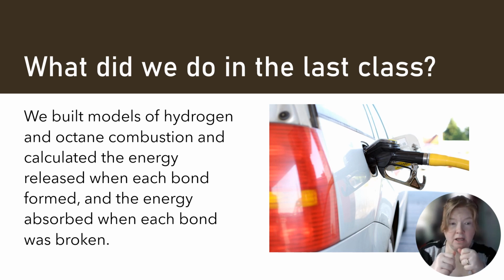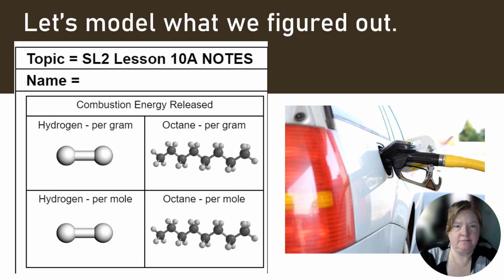We were calculating the energy released when each bond formed and the energy absorbed when each bond was broken, because before we had counted all the bonds up. All right, time to model what we figured out. You can see that we looked at per gram, we also looked at per mole, and we looked at hydrogen and octane. So now let's find a way to represent energy in each of these situations.